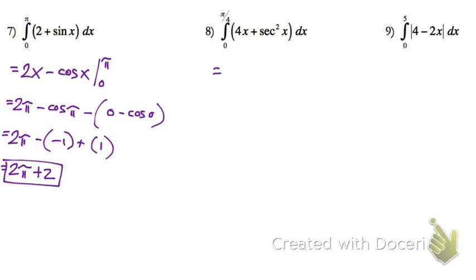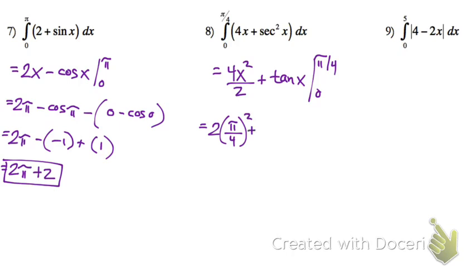For this next one, the integral of 4x is 4x squared over 2. The integral of secant squared is tangent. And this is from 0 to pi over 4. If I plug in pi over 4 first, well, first of all, 4 divided by 2 is 2, so this is 2x squared. If I plug in pi over 4 first, I get 2 times pi over 4 squared plus tangent of pi over 4. Minus, if I plug in 0 here, that's just going to be 0. If I plug in 0 here, I have tangent of 0.